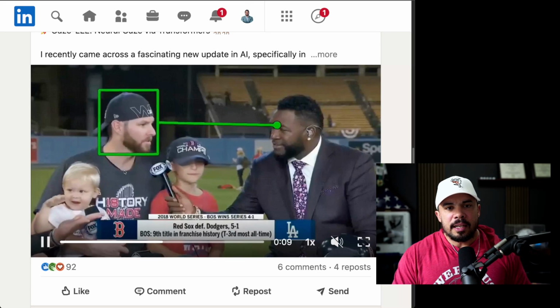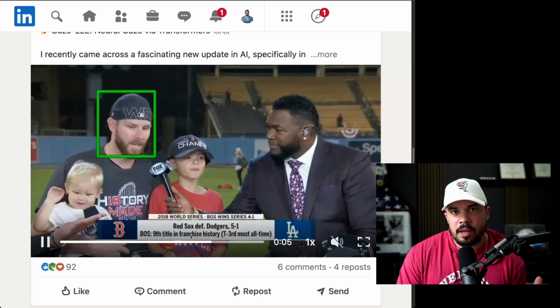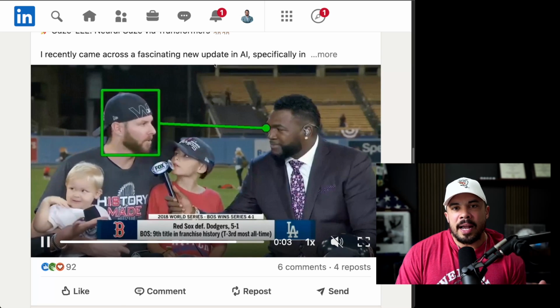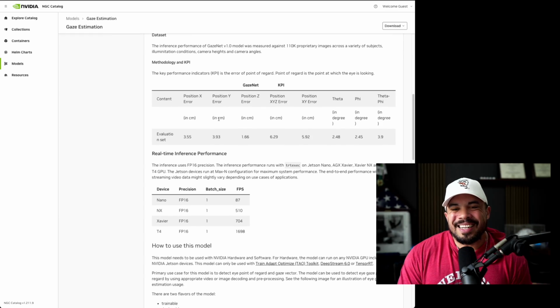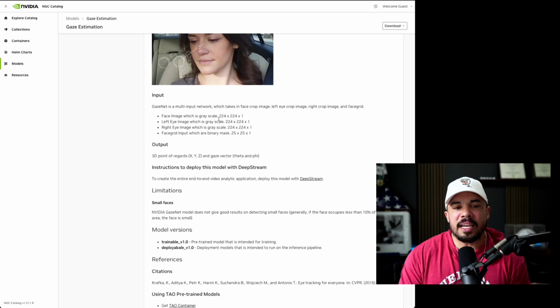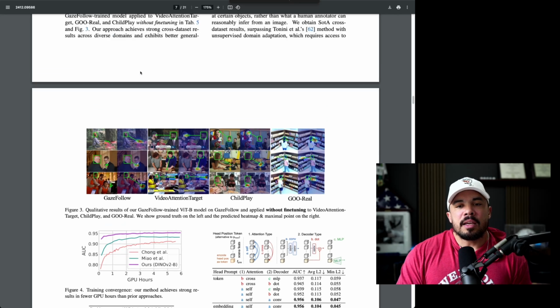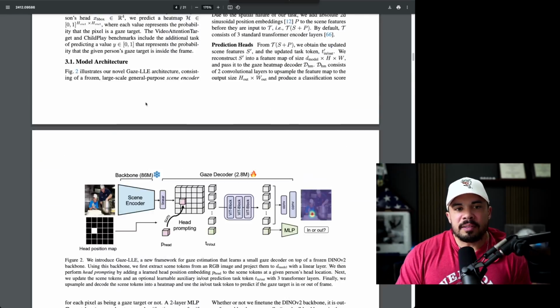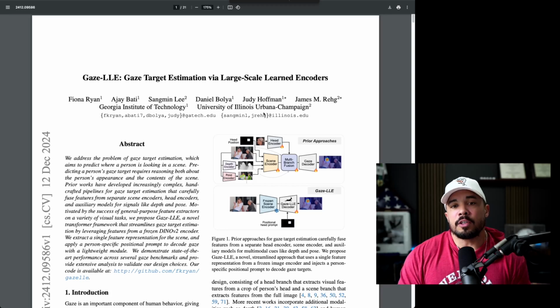And yes, there have been previous models that have shown what gaze estimation looks like, one being NVIDIA and their TAO toolkit, their GazeNet model card. But it's computationally expensive or requires a lot of training and fine-tuning. So that's what I'm talking about when I'm talking about iterative improvements, making things easier. And that's what Gaze-LLE and these individuals did.